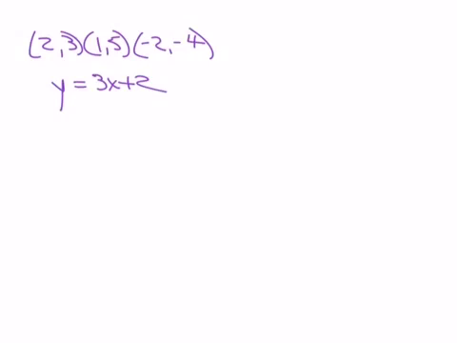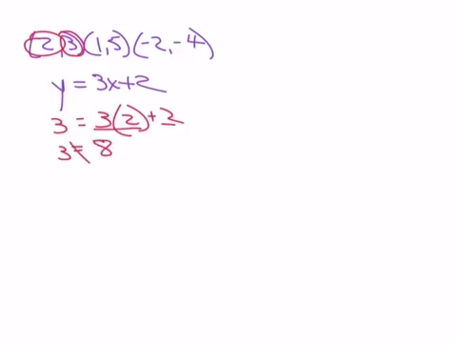So what we do here is we take the y value, the second number is always y, and we put it in here. Then we take 3, and we take the x value and put it here, and see if that is true. Okay? So, does (2, 3) work? Is 3 equal to 6 plus 2, which is 8? No, it's not equal. So those don't work.